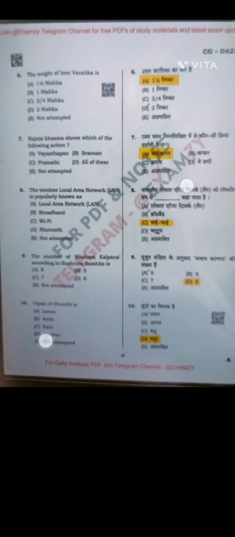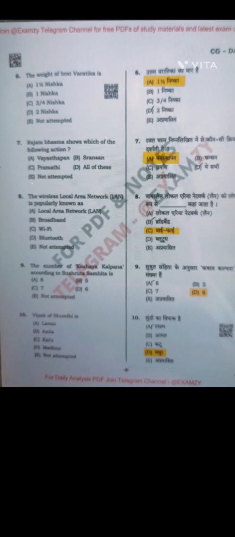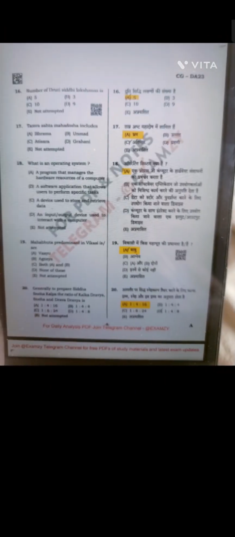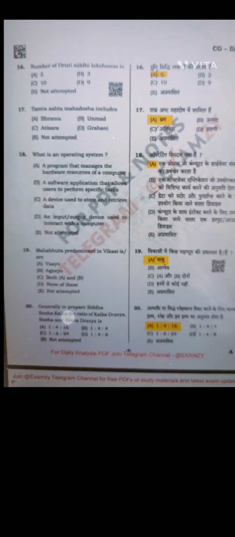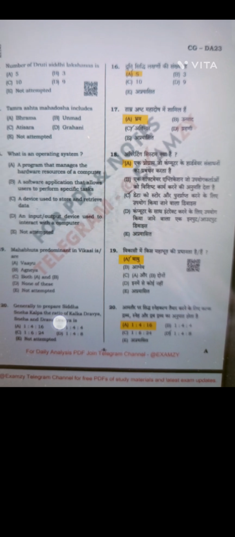And then the next question is: wireless local area network is popularly known as Wi-Fi. So now next question. What is an operating system? A program that manages the hardware resources of a computer. एक प्रोग्राम जो कंप्यूटर के हार्डवेयर संसाधनों का प्रबंध करता है, रख रखाव करता है या फिर मैनेज करता है.